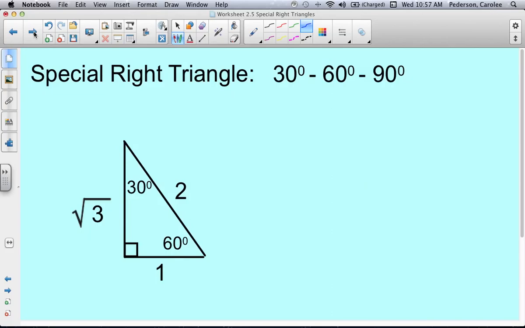All right, let's go on to a 30, 60, 90. This is the other special right triangle that you learned in geometry. Go ahead and write down the picture to this 30, 60, 90. Notice the changes. 30 degrees, opposite is a length of 1. 60 degrees, opposite is square root of 3, and the hypotenuse is a length of 2.